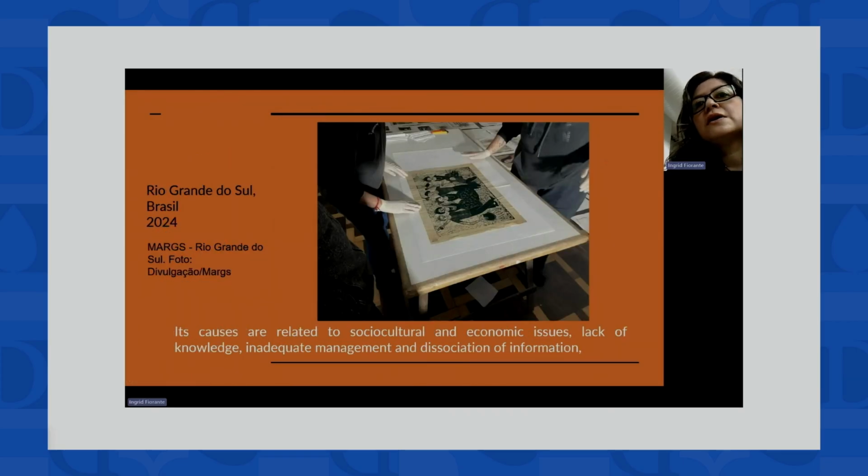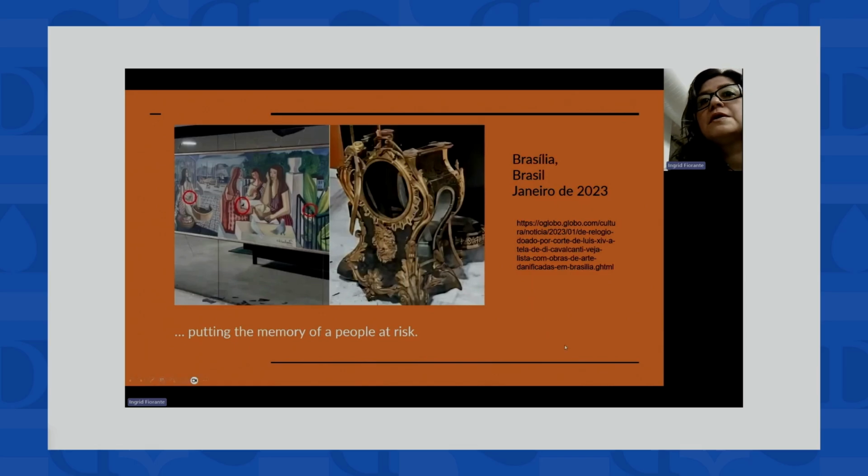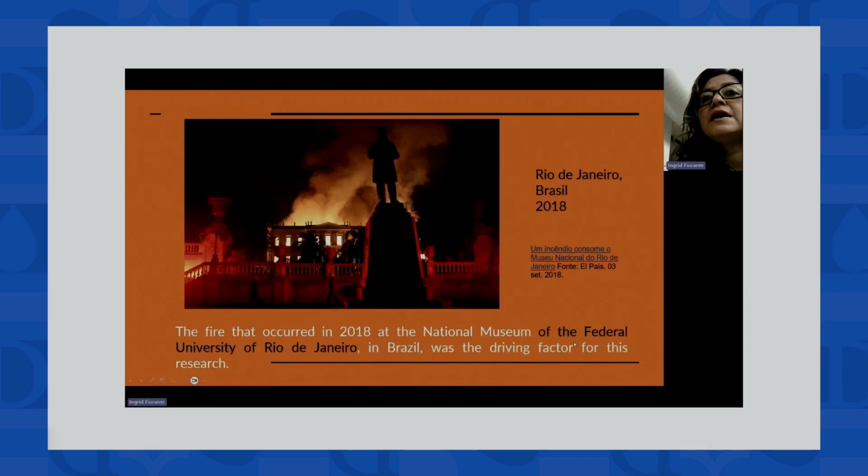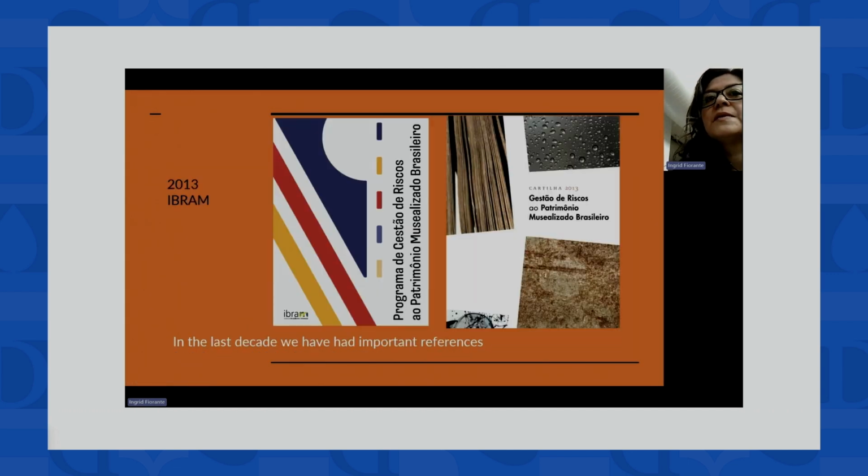Its causes are related to social, cultural, and economic issues. Lack of knowledge, inadequate management, and the dissociation of information put the memory of people at risk. The fire that occurred in 2018 at the National Museum of the Federal University of Rio de Janeiro in Brazil was the driving factor for this research.